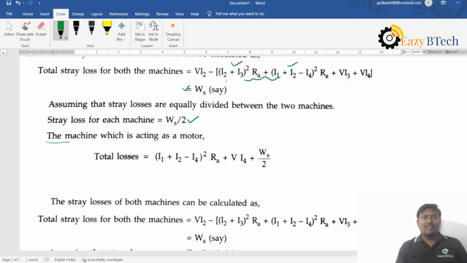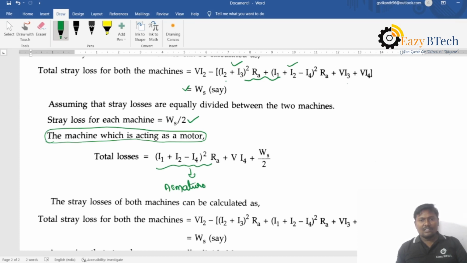If the machine acts as a motor, you can find the total losses. This is the armature copper loss of the motor, this is the shunt field copper loss, and this one is the stray losses.